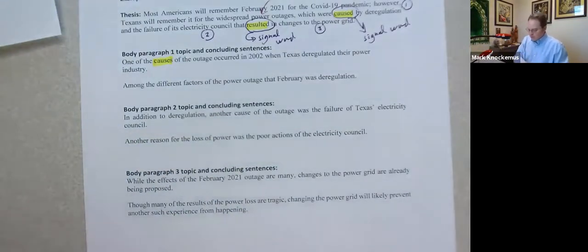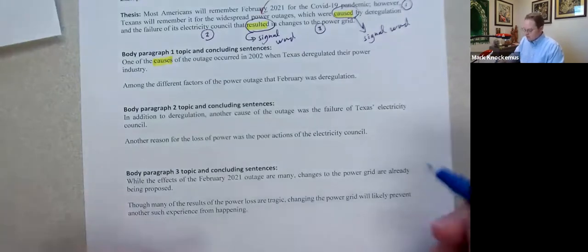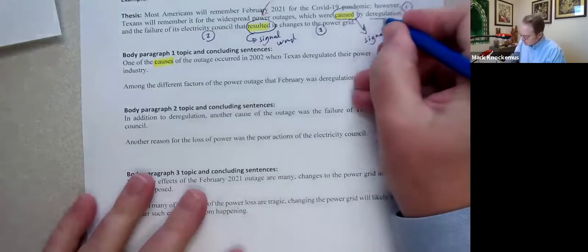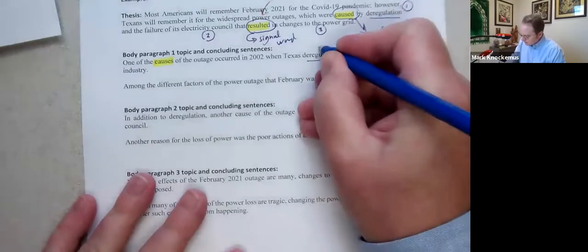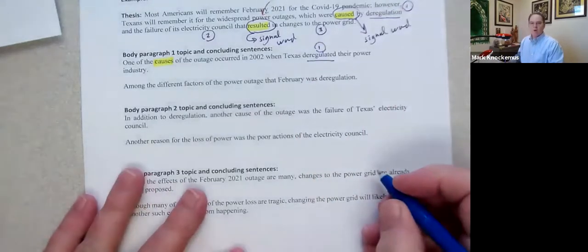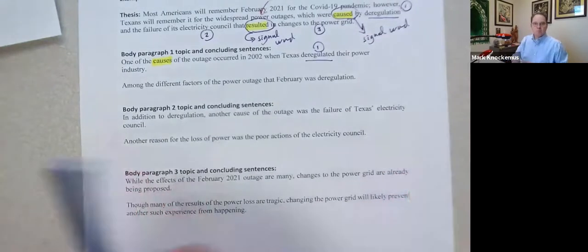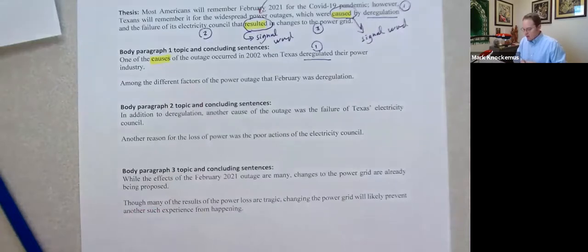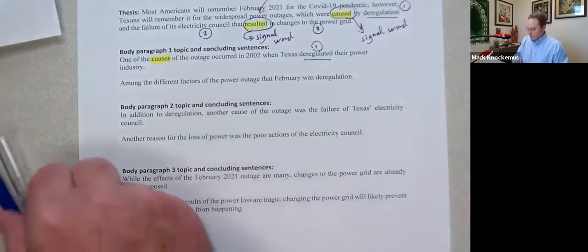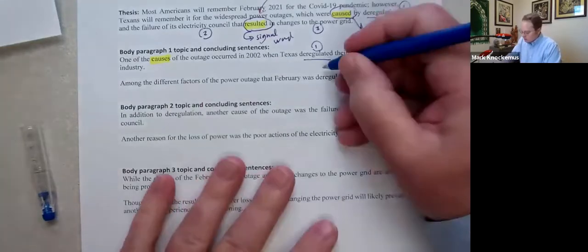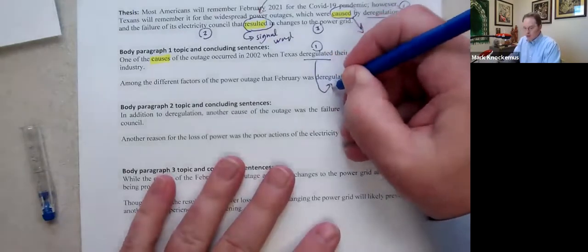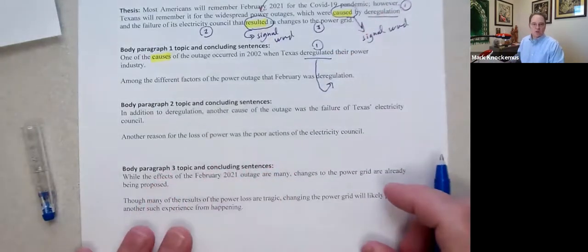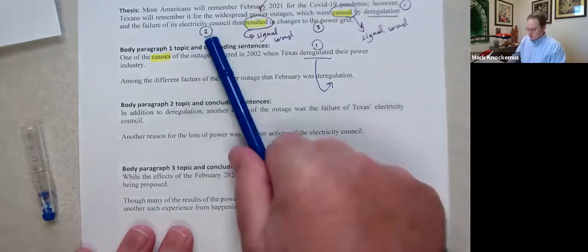The outage occurred in 2002 when Texas deregulated. So there's deregulation. There it is again. Their power industry. One of the factors of the power outage that February was deregulation. So we can hear that restatement of the topic in the concluding sentence. Always a good thing. Let's check it.